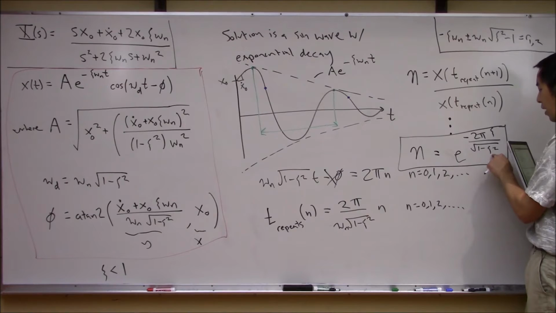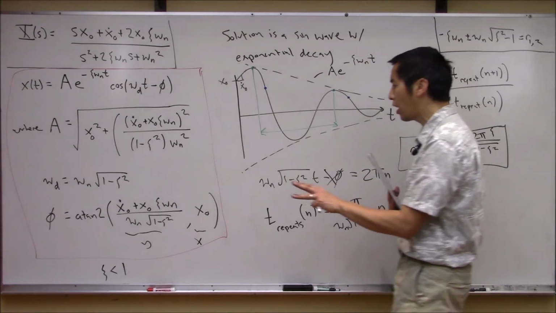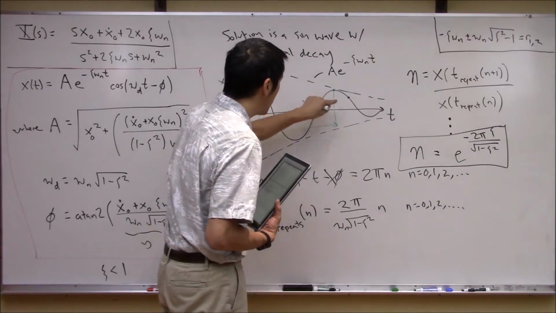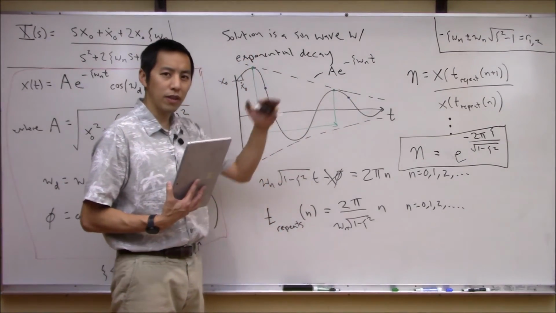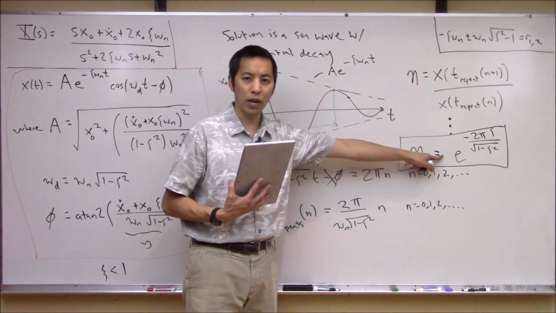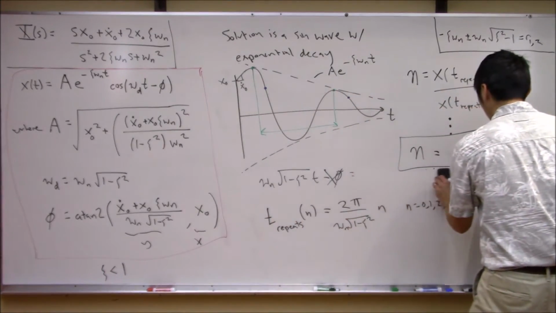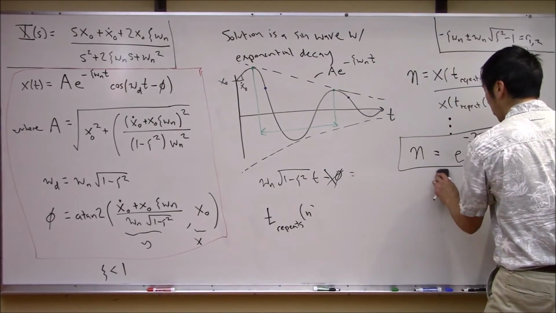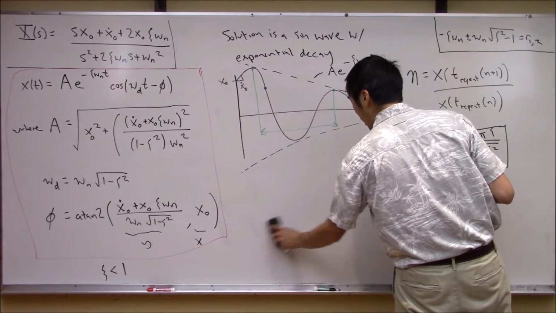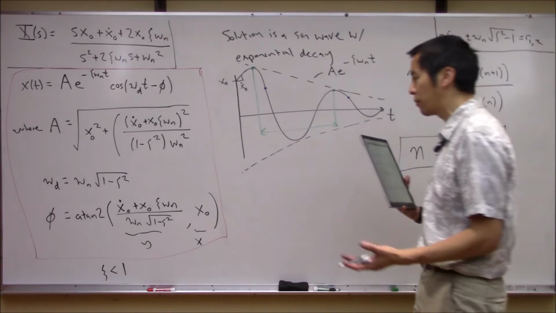So in this ratio, omega n doesn't matter. I can have any omega n I want, and if I just examine the ratio of successive points of this wave, this is what you end up with. The reason this is interesting is this almost helps you start thinking about how you might go about trying to find the damping ratio for a second order system if you don't know it.